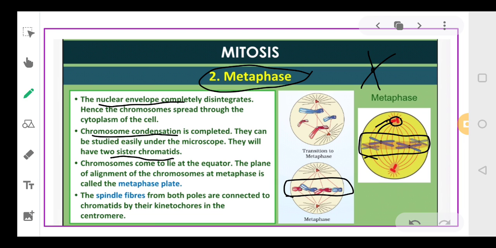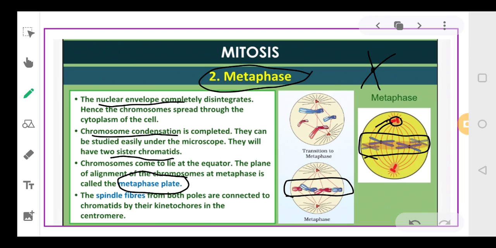And this arrangement of chromosomes at the equator is referred to as metaphase plate. What do we call it? Metaphase plate, right everyone? So what is metaphase plate? The plane of alignment of the chromosomes at the metaphase is referred to as metaphase plate, right?